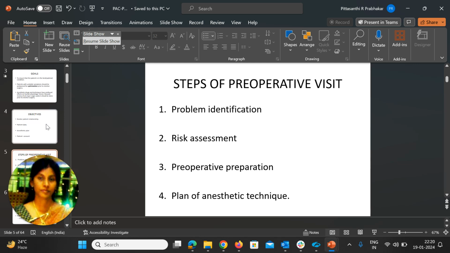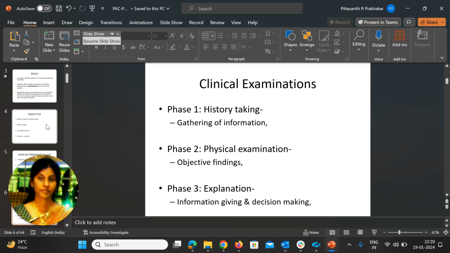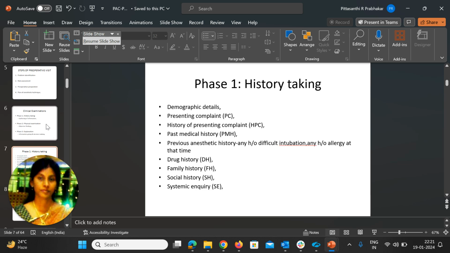The steps of the preoperative visit are: first identify the problem, then do the risk assessment, then the preoperative preparation and the plan of anesthetic technique, which includes the clinical examination in three phases. Phase 1 is history taking, that is the gathering of information. Phase 2 is physical examination, that is by objective findings. Phase 3 is explanation, by information giving and decision making.